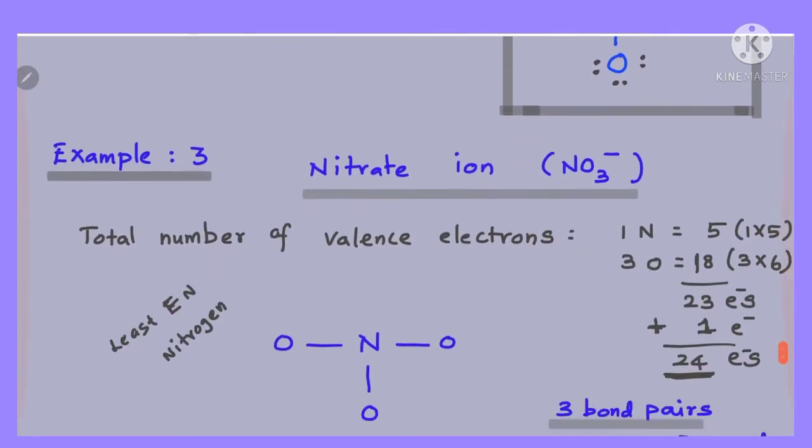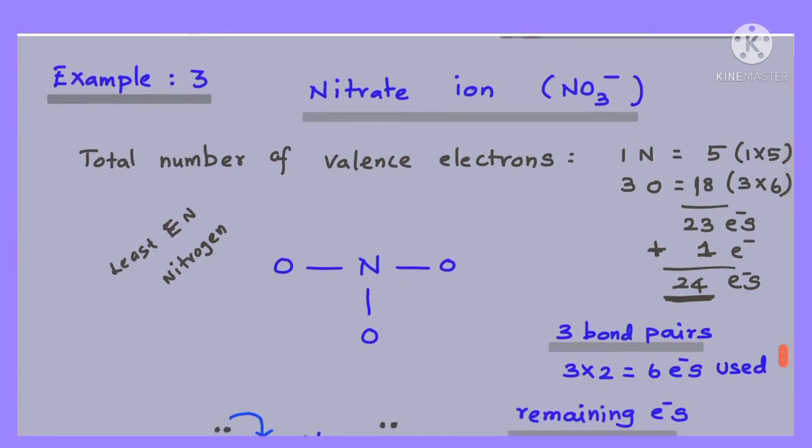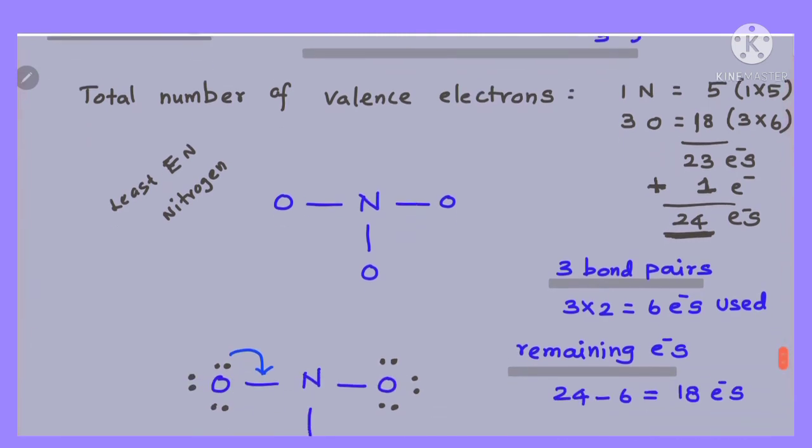The next example, the nitrate ion, NO3 minus ion. First I calculate the total number of valence electrons. One nitrogen atom, 5 electrons, oxygen atoms 3 into 6, 18, total 23 electrons. But this is an anion with unit negative charge. So with that, I am supposed to add a number of electrons equal to the charge, so I am going to add 1 to the 23. So totally 24 electrons.